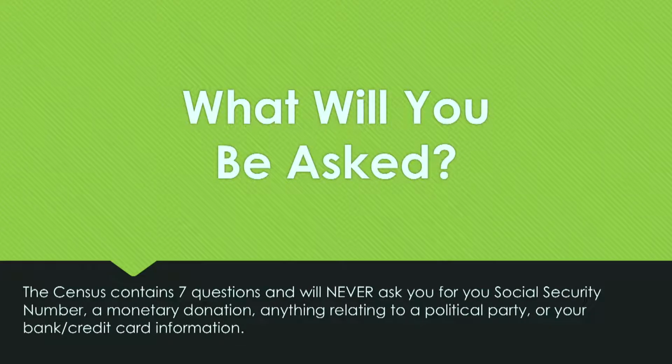There are 7 questions on the census. You will never be asked certain things like your social security number. They will never ask you for a monetary donation. You will never be asked for any information relating to a political affiliation, and you will never be asked for any credit or banking information. You will also never be asked for your immigration status. This is not appearing on the 2020 census.